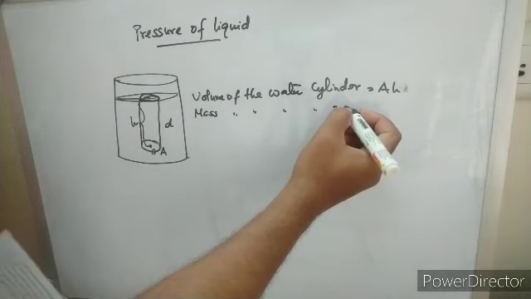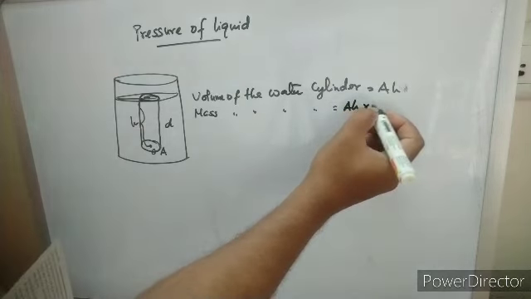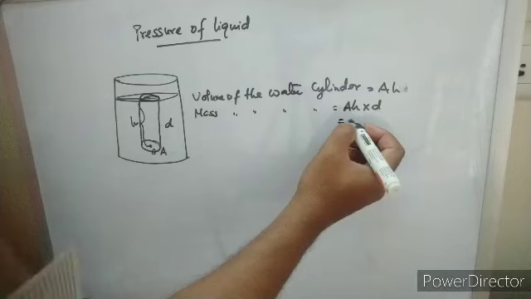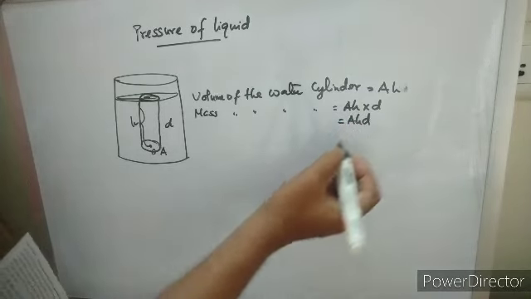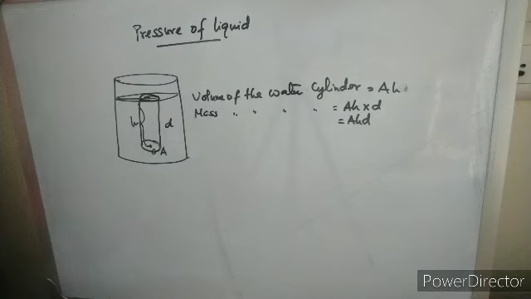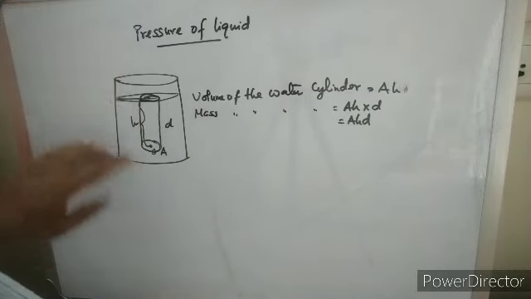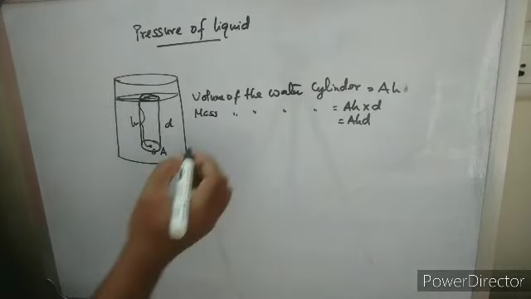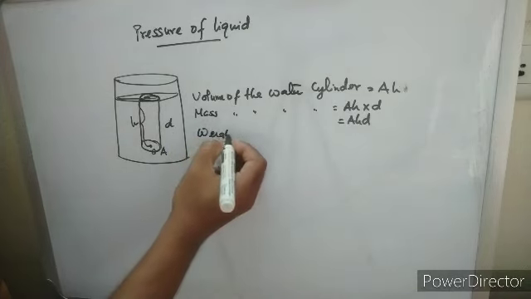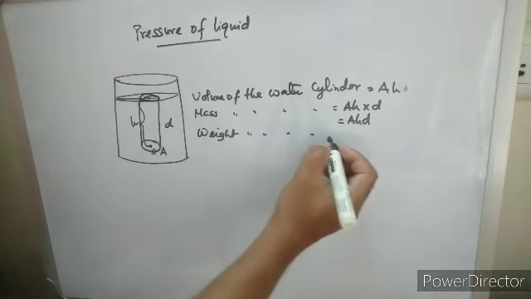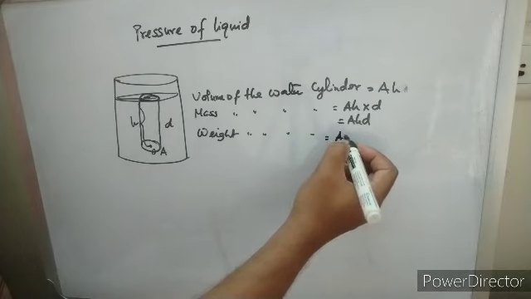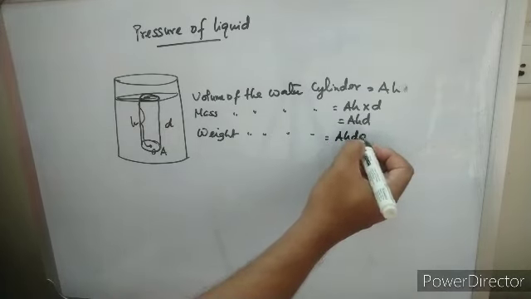So we have the volume is AH into density D. So AHD is the mass of that imaginary water cylinder what we have imagined right now. Now, what is the weight of that water cylinder? We have to find out the weight of that water cylinder what we have drawn over here. So the weight of the water cylinder is simply mass into gravitational acceleration, that is g.